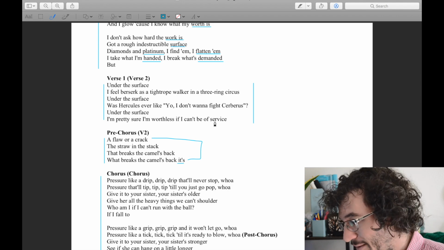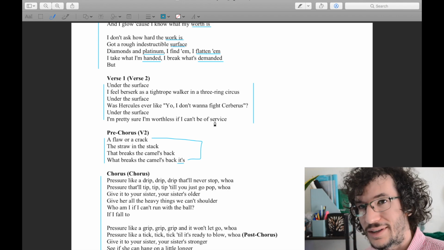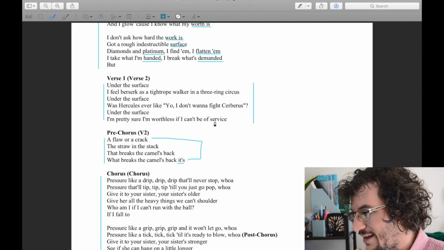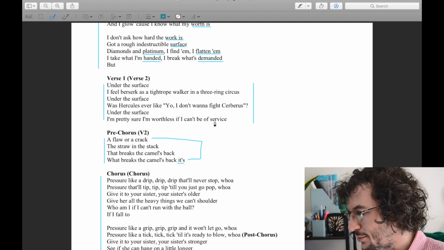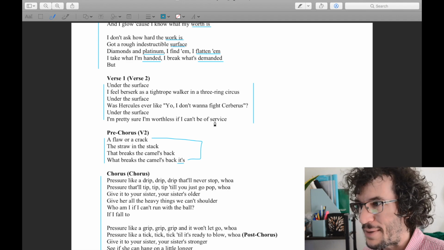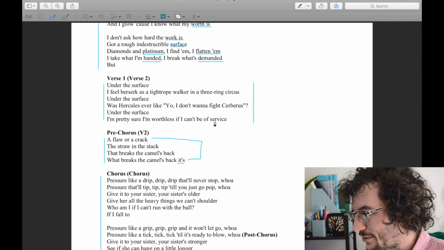It's great though. I mean, none of this feels like it doesn't belong, right? None of these words feel like they really stick out, except for maybe Cerberus, just because that's kind of a unique word, and you need to know a bit about Greek mythology to understand the reference.